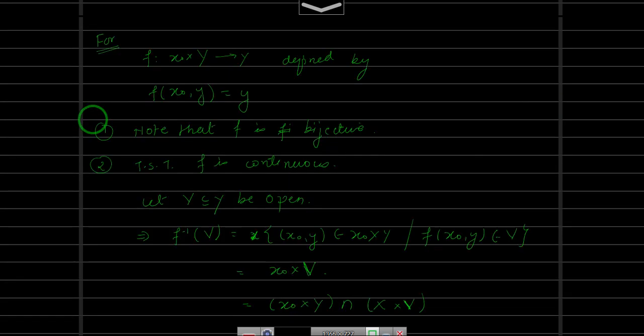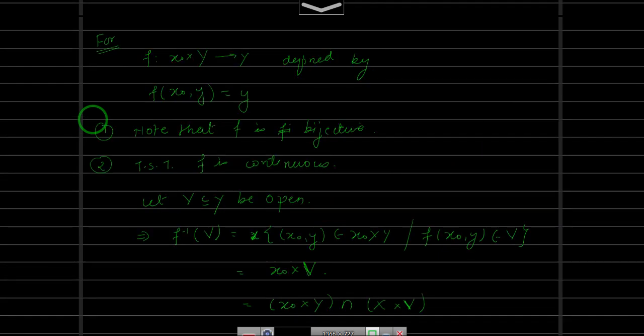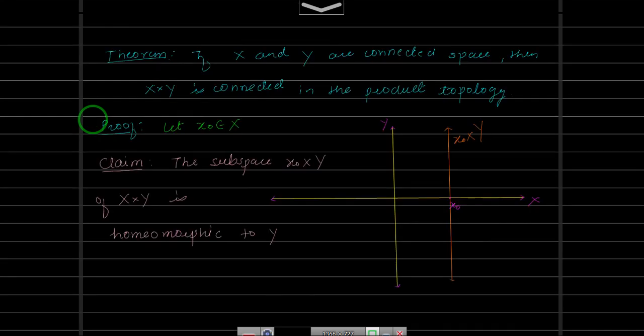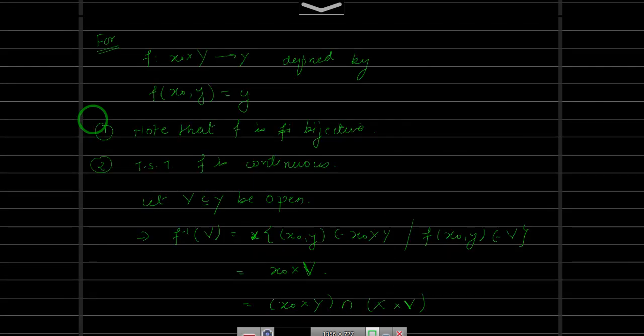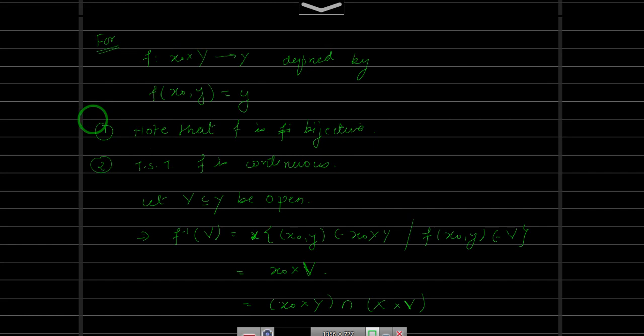Next point, to prove our claim, we have proved that f is a bijective function, we proved that f is continuous, and then we need to show that f inverse is continuous. Or equivalently, we have another definition which says if f is bijective, f is continuous, and if f is an open or closed map, then f is a homeomorphism. So let us use that definition. We will show that f is an open map.